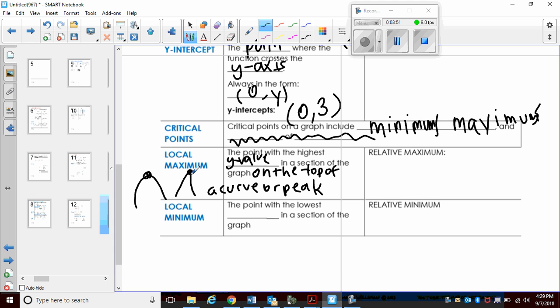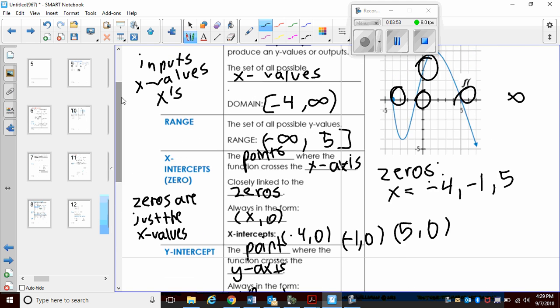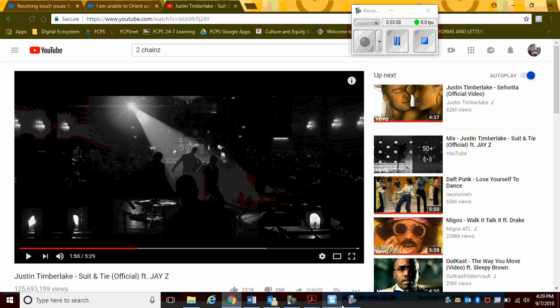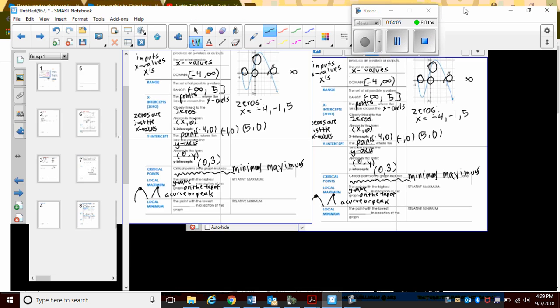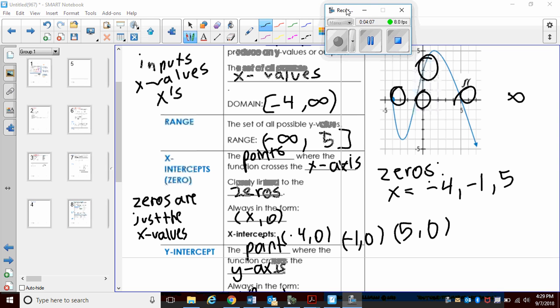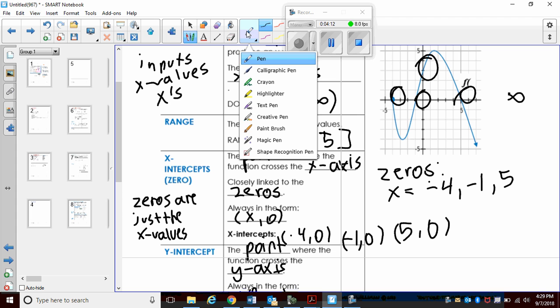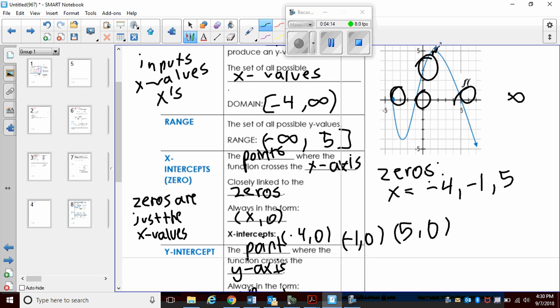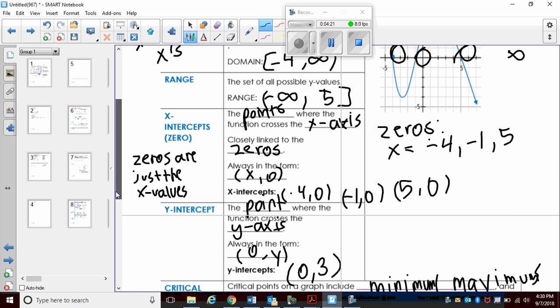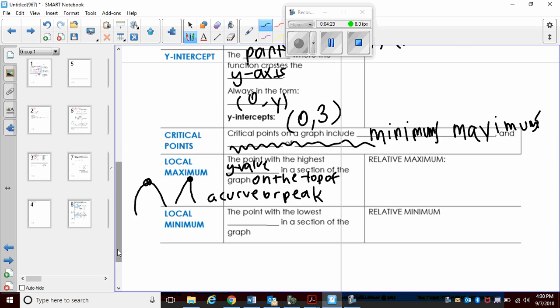So the maximum for this curve is located at, my bad, the maximum for this curve is located right here. So right there, and that's positive 1.5, comma, 5. Positive 1.5, comma, 5.